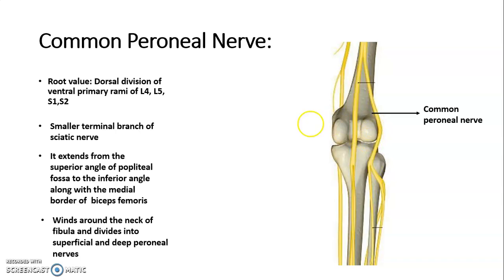Then at the lower border, at the inferior angle of the popliteal fossa, it winds around the neck of fibula and divides into two terminal branches, which are superficial and deep peroneal nerve. So its terminal branches are superficial and deep peroneal nerve that run in the leg.